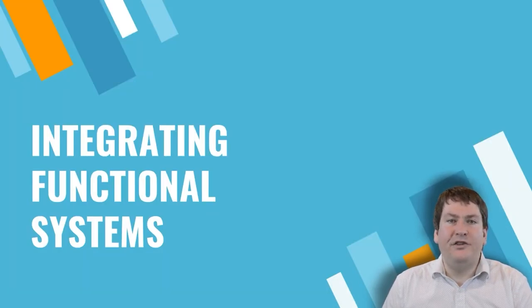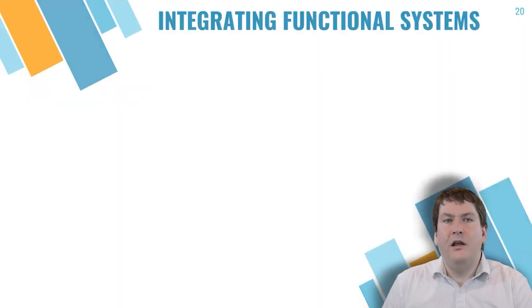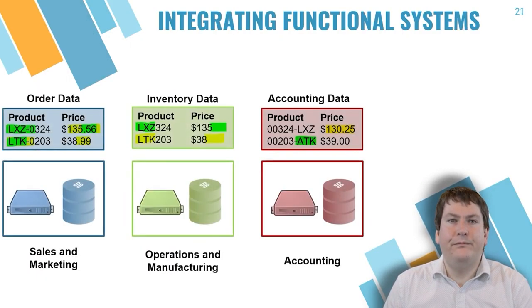Okay, so back to chapter 7. We'll now be moving on to the topic of integrating functional systems. Recall from earlier in the lecture that simply copying data from one functional system to another will not work. As we saw, you might get issues with different data formats, incompatible software, and even data integrity issues where the data is not consistent between each database. So how do we cross the bridge between functional systems and integrate them into a proper cross-departmental system?